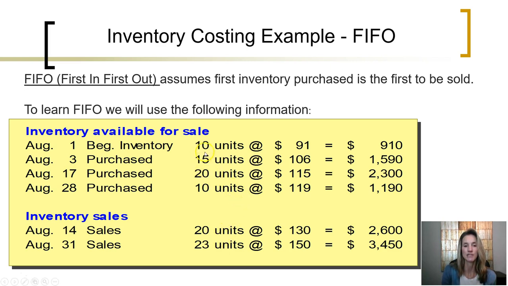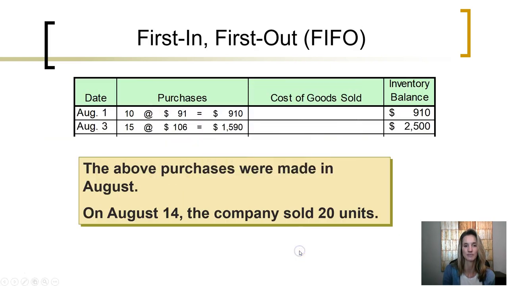The company is starting with 10 units at $91 apiece in their beginning inventory. They made 3 purchases during the month of August, with the number of units purchased and the cost paid for each of those purchases. During that same period of time, a sale of 20 units sold at a price of $130 apiece, and 23 units sold at a price of $150 apiece. So let's use FIFO to account for the cost of the inventory when it is sold on those 2 dates.